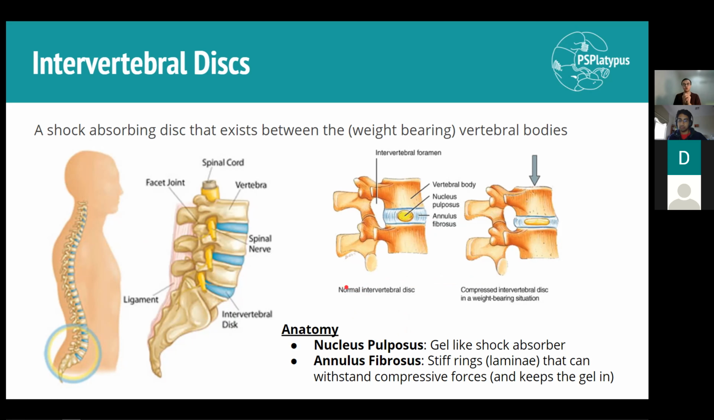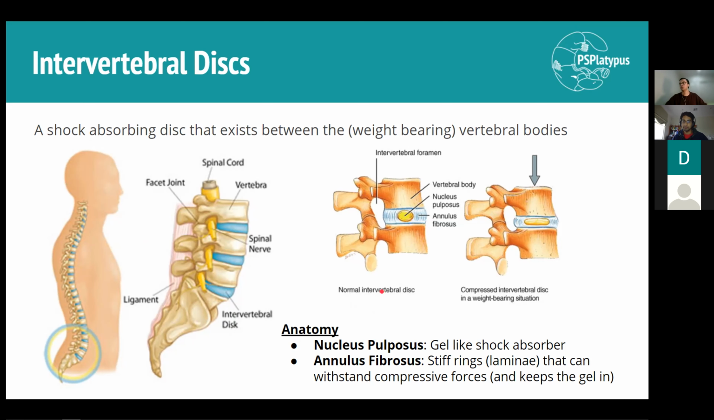On the inside, you have a nucleus, which is that inner bit, which is quite pulpy and gel-like. So we call it the nucleus pulposus. It's that gel-like shock absorber, which is going to be responsible for absorbing a lot of the impact from holding stuff and jumping around. And then you have your annulus fibrosus. Annulus basically means ring, so it's a ring formed around, and fibrosus because it's quite stiff and fibrous. And it's these stiff rings or laminae, which is another name for those rings, that can withstand compressive forces. I like to think of it as a container that wraps around the nucleus and keeps it in, so it prevents it from coming out and leaving the vertebral bodies, right?